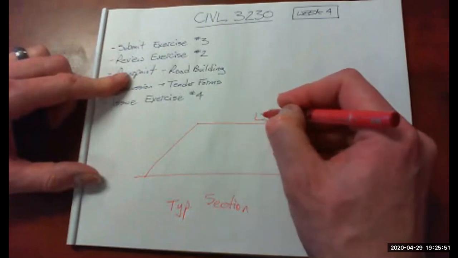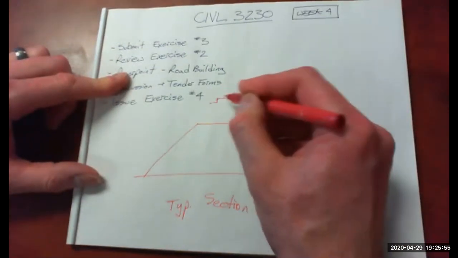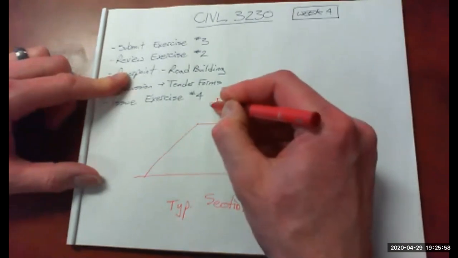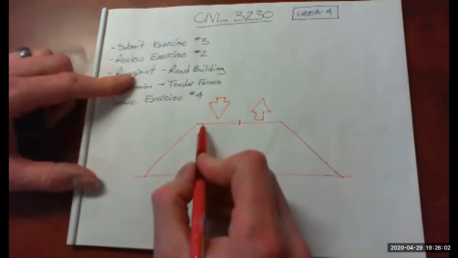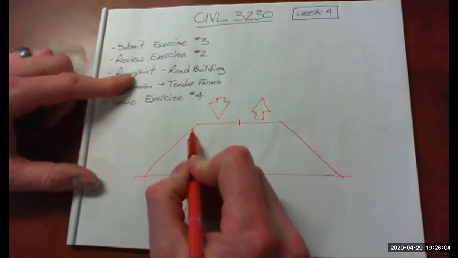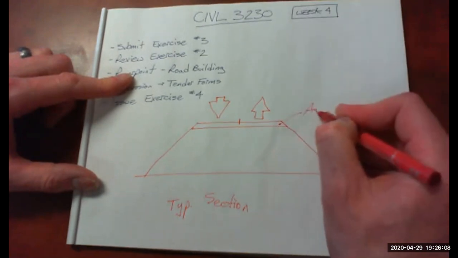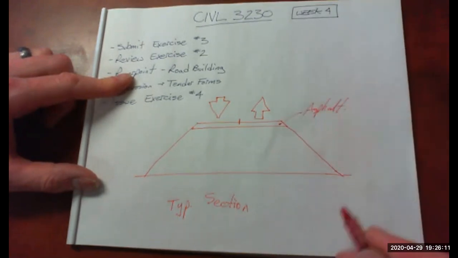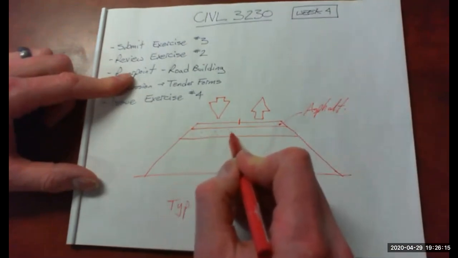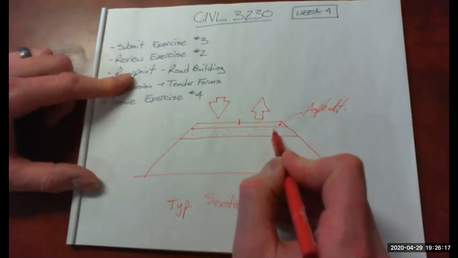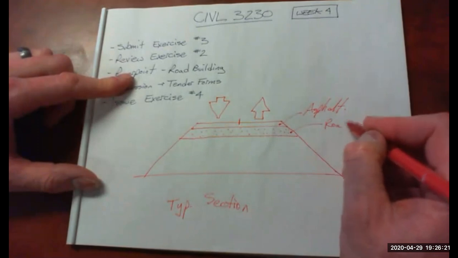So we have a lane going this way and a lane coming this way. So we've got a center divider there somewhere. The top layer is typically asphalt, right? So we have an asphalt layer here. Below that is your first gravel layer. This is the road base.